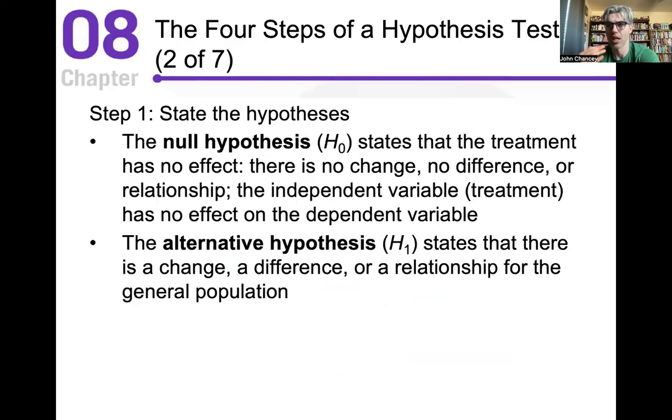So in psychology and other forms of scientific research, you start with what's called a null hypothesis. It's stated with H0. And what this null hypothesis is saying is there is no effect. There's no change. There's no difference. The independent variable in this case has no effect on the dependent variable. So that's where we're starting from. We're starting from this assumption that there's no difference, versus the alternative hypothesis, H1, which states that there is, in fact, some kind of change or difference or relationship for the general population. Scientists are working from the null hypothesis, the assumption that there is no difference.